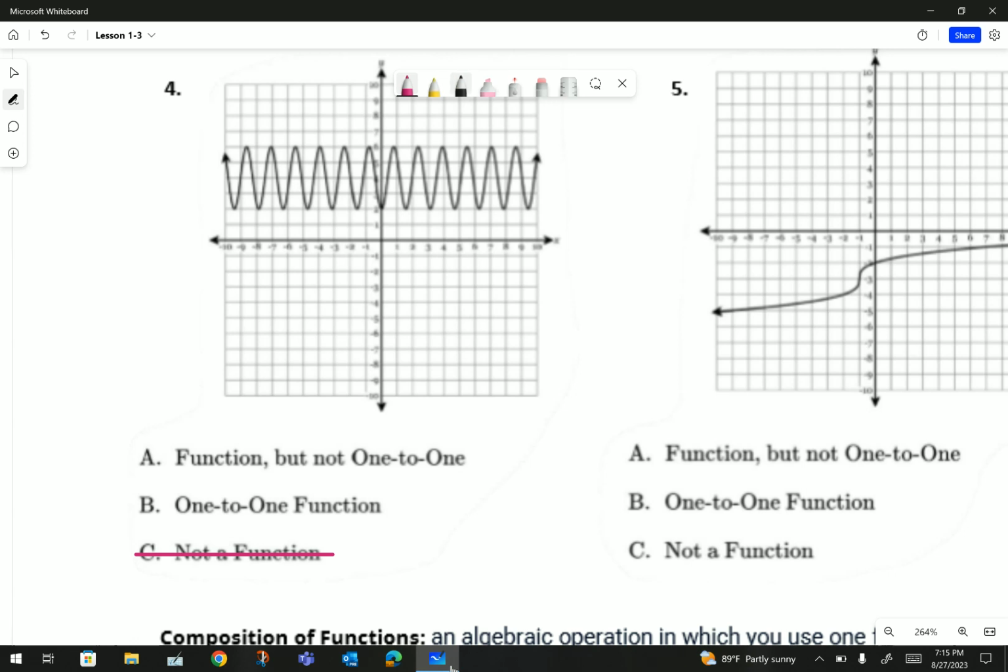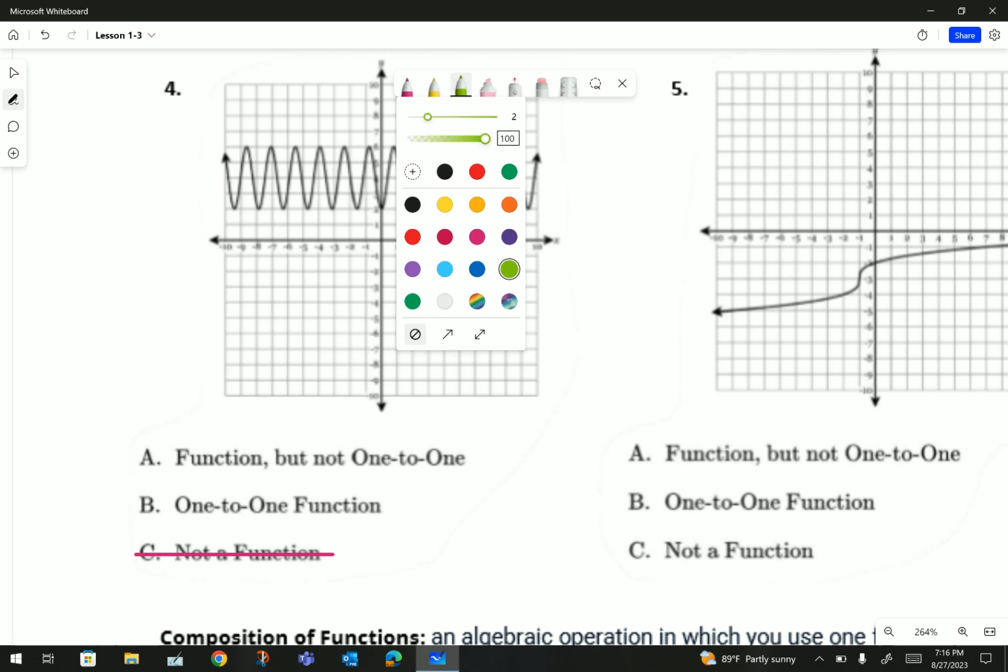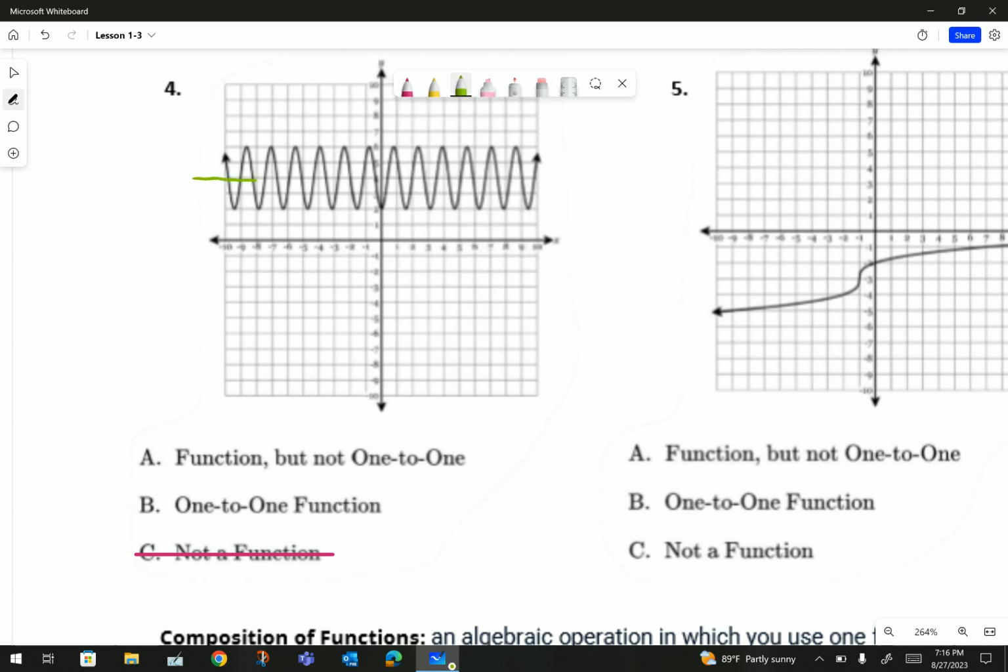And using the horizontal line test, let's change the color here. Let's go green. We can test the horizontal line test by drawing a horizontal line, and it must intersect only one time. But we can clearly see that is definitely not the case. I mean, it intersected there, there. It's intersecting like crazy. So we can definitely say that yes, indeed, it was a function, but definitely not one-to-one, okay?